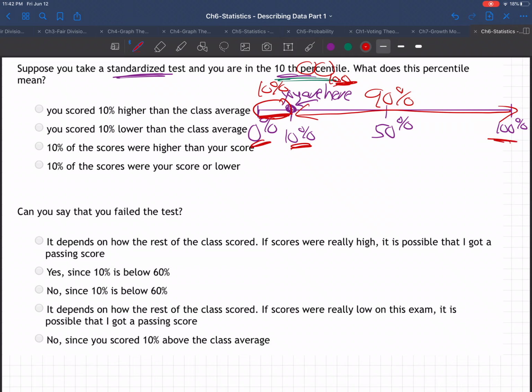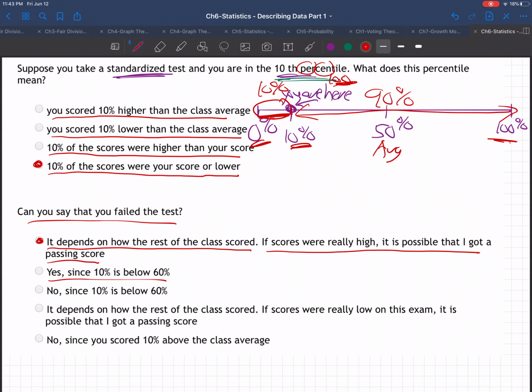Can you say you failed the test? What do we think about that? It depends on how the rest of the class scored. If scores were really high, it's possible that I got a passing score. I guess so. Yeah, that'd be right. Yes, since 10% is below 60.